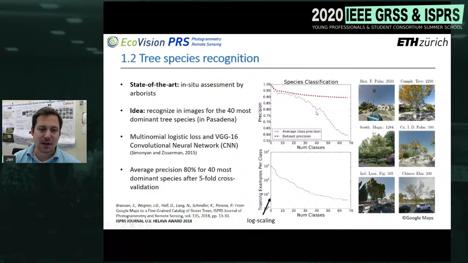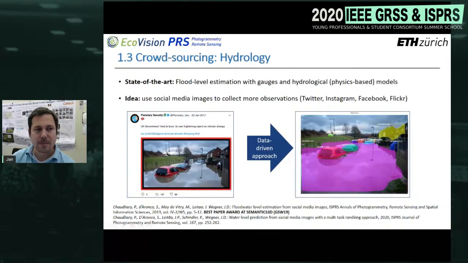But if you go further down, you have fewer than 100 images. It's basically impossible to train a reasonable deep neural net. Even 100 images is basically not sufficient. But still, the cool thing is, this is only based on RGB images. There's no near infrared, nothing. It's just standard Google Street View images and crops of those. And still, you get a very decent accuracy.